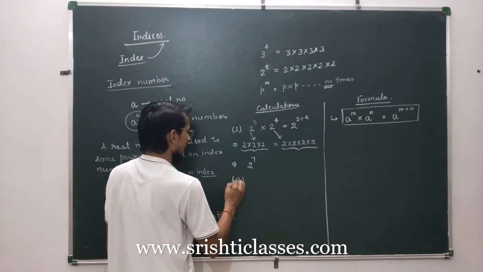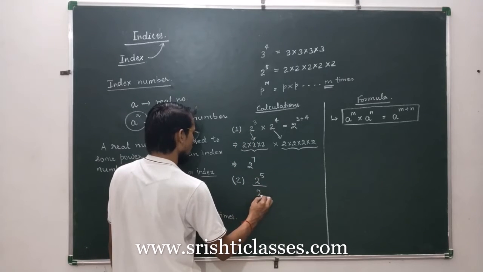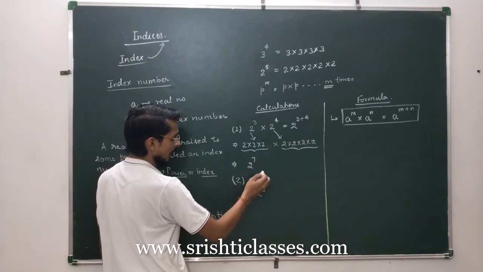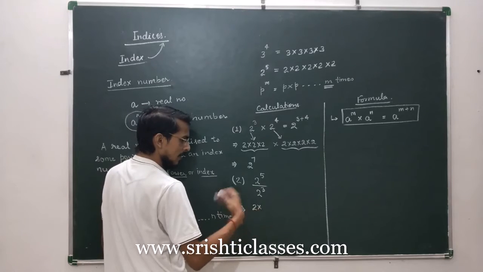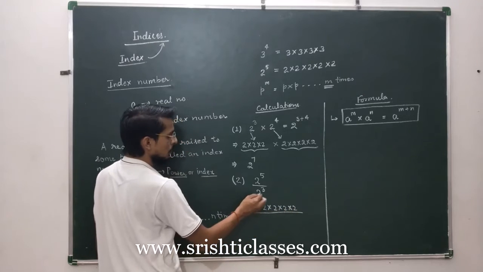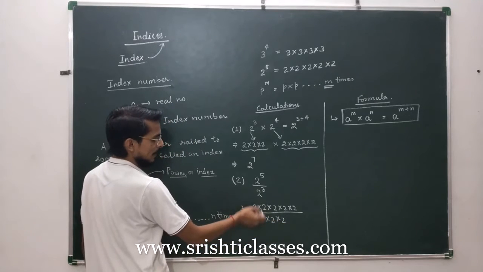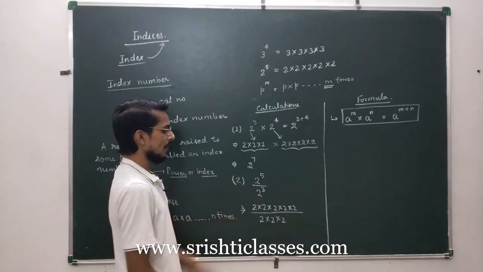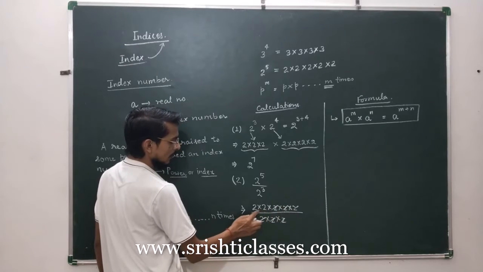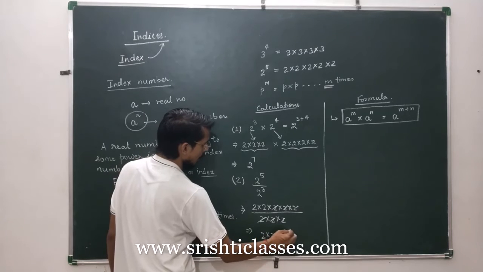Second, let us write 2 raised to the power 5 divided by 2 raised to the power 3. Now you can solve it. If you write 2 raised to the power 5, then multiply 2 to itself for 5 times. So you can write it like this. And 2 to the power 3 means 2 is multiplied to 2 for 3 times. This is the expanded form of this quantity. Now this 2 will cancel this, this will cancel this, and this will cancel this. So you got 2 into 2, that is 2 into 2 is equal to 2 raised to the power 2.